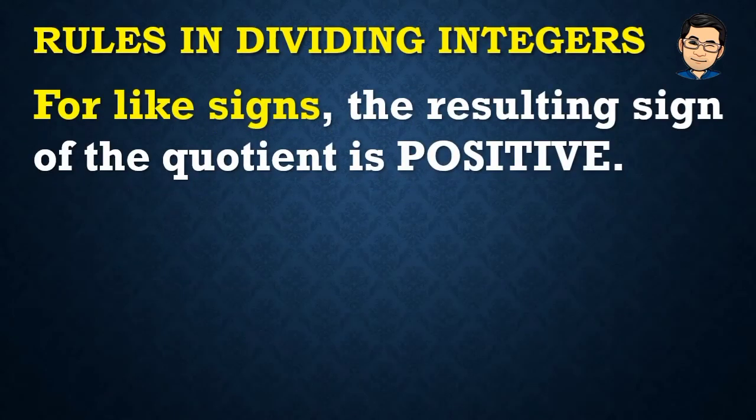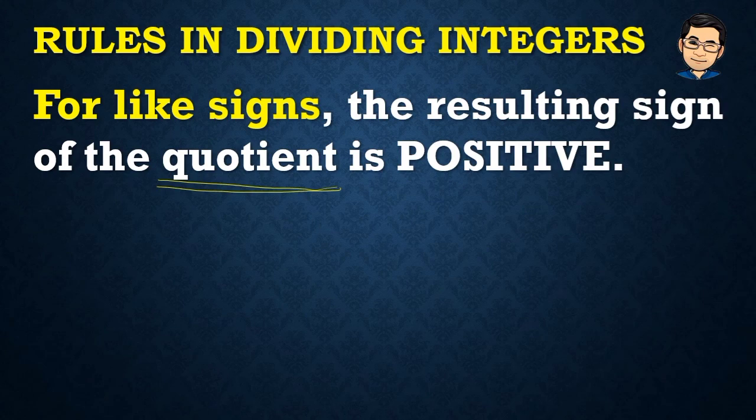For like signs, the resulting sign of the quotient is positive. So we have there the word quotient. So ito po yung result kapag dinivide natin yung dividend sa divisor. So in here, sa like signs daw, kapag dinivide ng positive integer to another positive integer, yung sign ng quotient is positive. So kung matatandaan nyo, ganito rin yung rules ng like signs in multiplying integers, di ba?